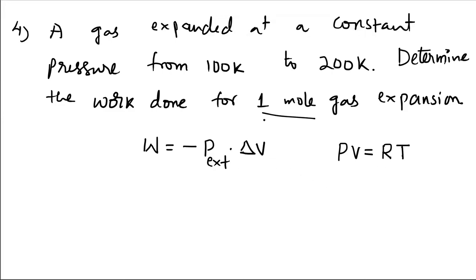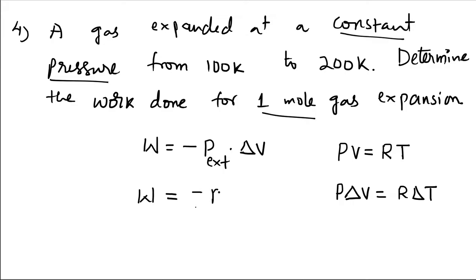Here the volume change is accompanied by the temperature change, and the pressure is constant. Therefore pressure is a constant term. The volume change results from temperature change, so the two variables here are temperature and volume. If we do the differentiation, that gives P delta V equals R delta T. If we substitute this, we get the expression for the work as negative R delta T.